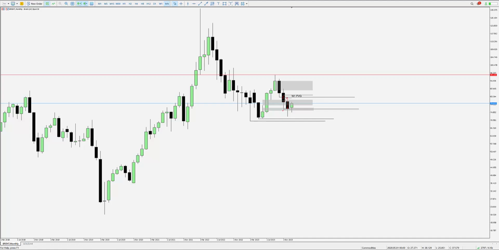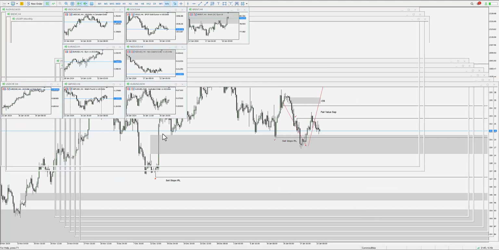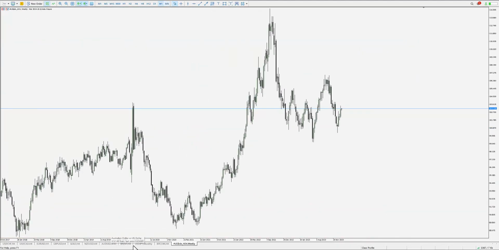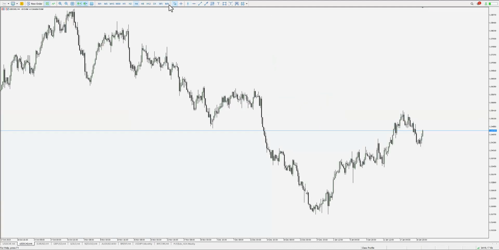So we're going to look at BRENT. We're also going to look at USDCAD, and then we're going to look at pound USD. So those are the currency pairs and one commodity that we are going to look at. To start with, we're going to look at USDCAD.